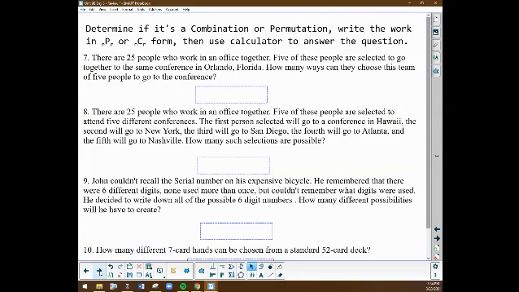Let's get into more about permutations and combinations. How do we find the difference? How do we tell the difference between the two? I think the more examples that you can see and hear, you can be like, okay, yes, that's a permutation. Yes, that's a combination, and so forth.